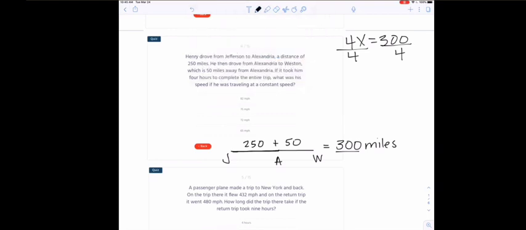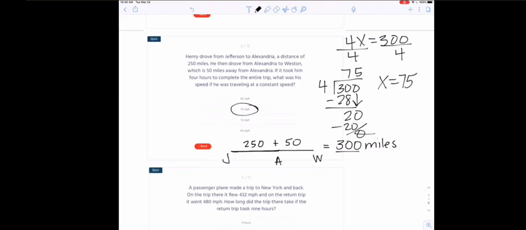And when I divide by 4, 4 goes into 30 7 times. Bring down the 0. 4 goes into 20 5 times. I have nothing left over. So x is 75 miles for every 1 hour. You see, this one was a little bit different.